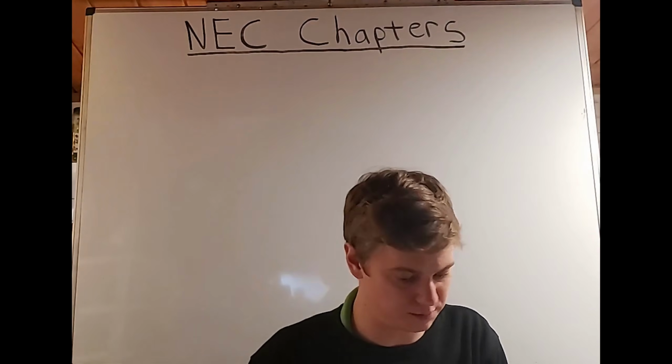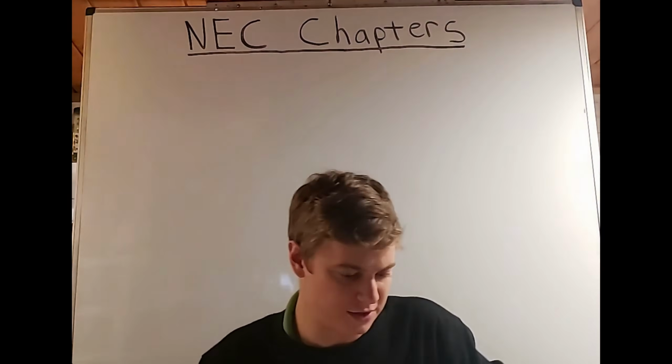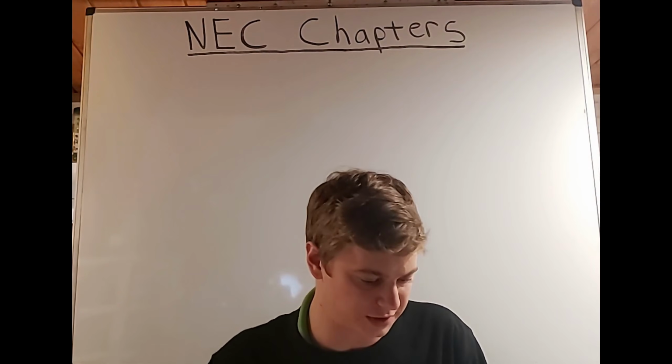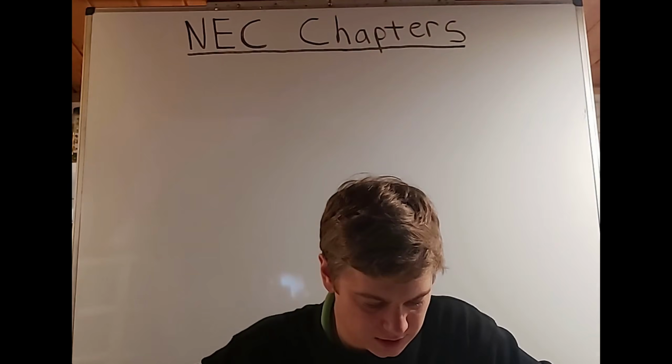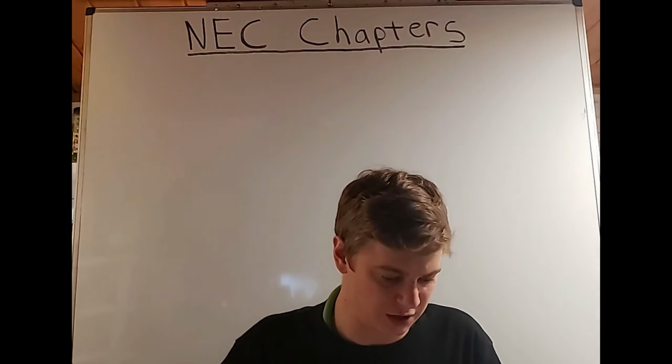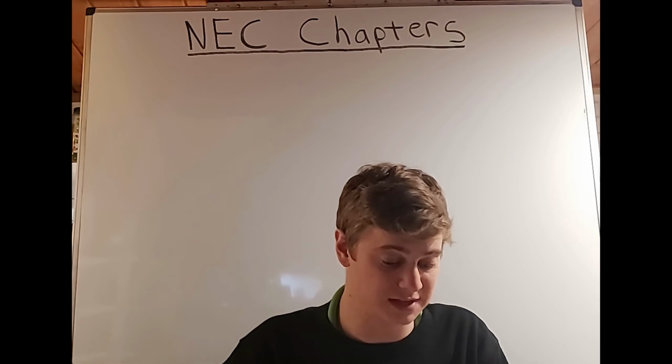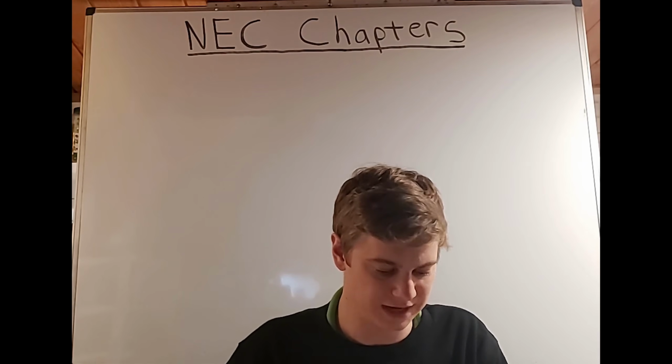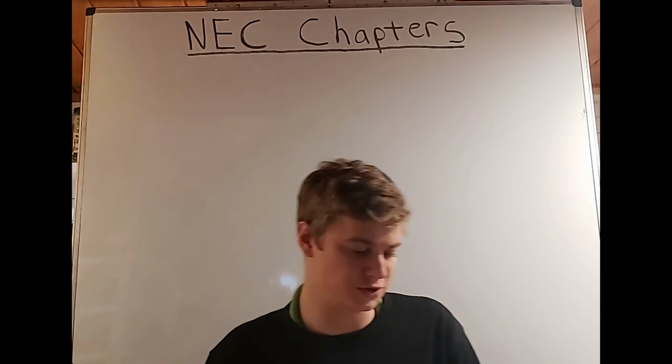Article 210, branch circuits. We see 210.4, multi-wire branch circuits, B, disconnecting means, and then it talks about how each multi-wire branch circuit shall be provided with a means that will simultaneously disconnect all ungrounded conductors, and this is at the point where the branch circuit originates.